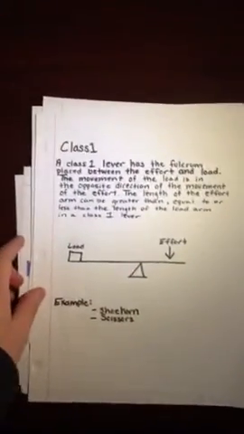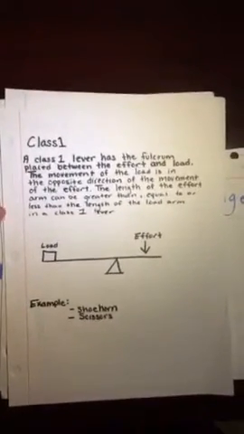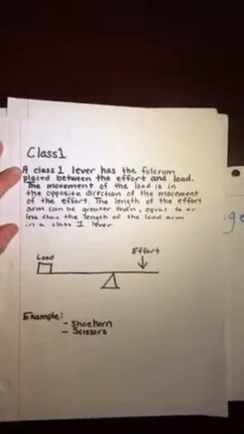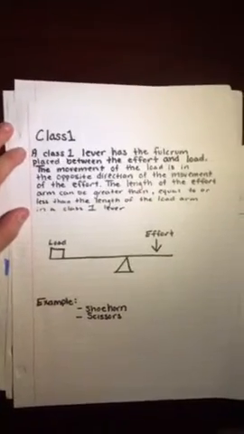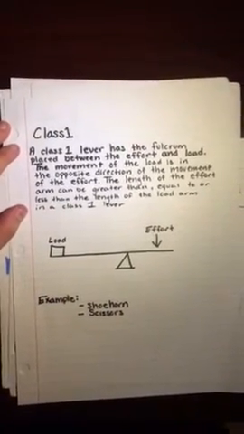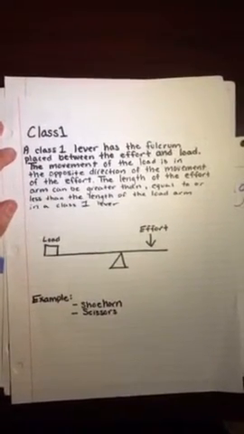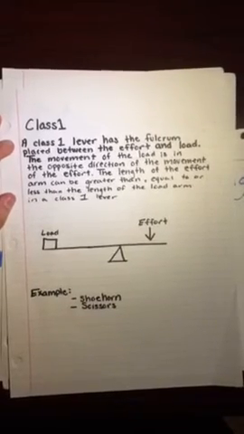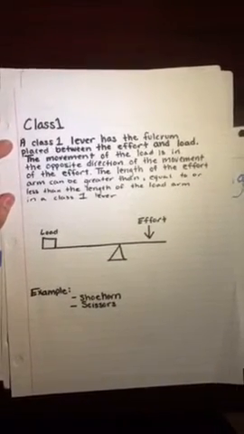This video is about levers. There are three classes of levers. The first class is class 1. A class 1 lever has the fulcrum placed between the effort and load. The movement of the load is in the opposite direction of the movement of the effort.